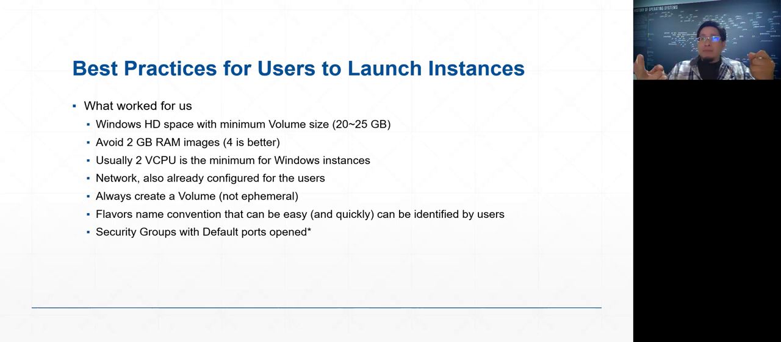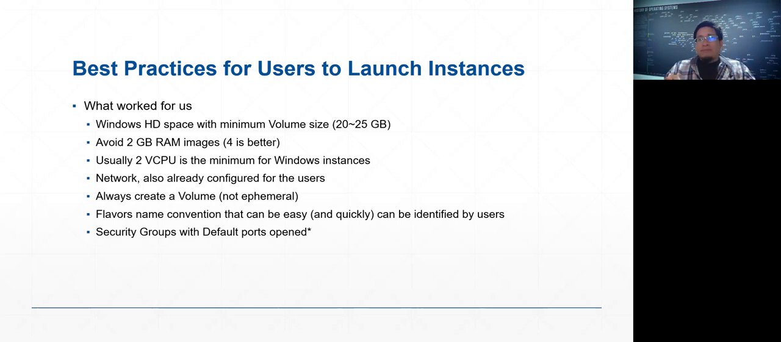Usually, 2 virtual CPUs is the minimum for a Windows instance. You can say, hey, why? 1 virtual CPU can be okay, yes, it can be, but what worked for us is to have 2 virtual CPUs as the minimum for a Windows instance. The network needs to be configured and ready for the users, so they don't need to think about floating IPs or whatever. Please be ready.